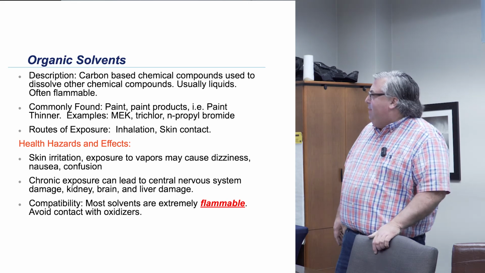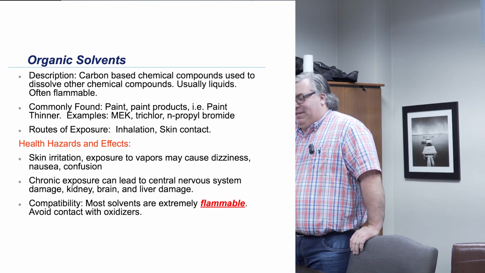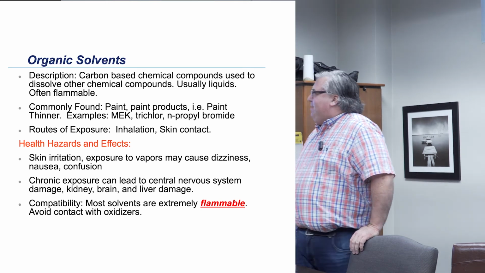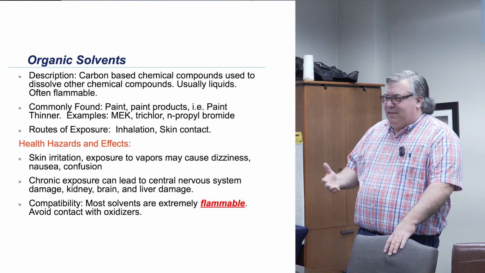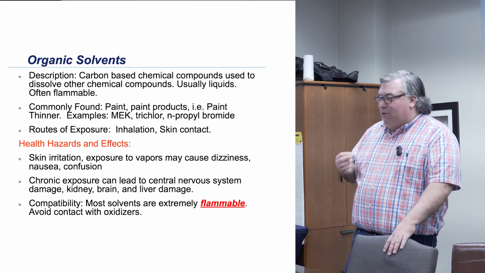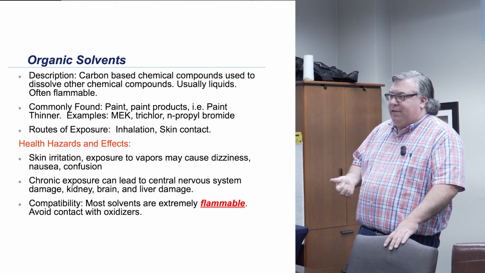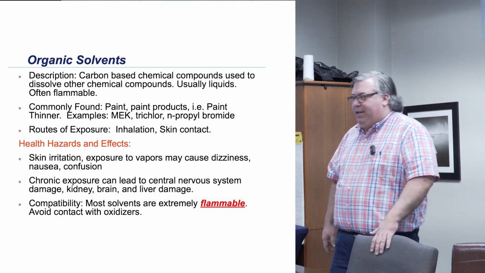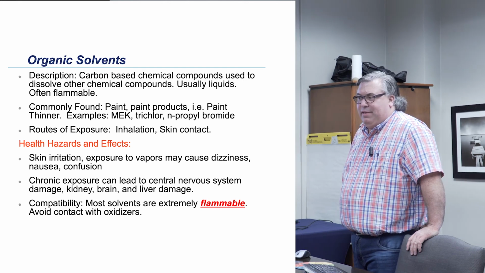So organic solvents. Organic solvents are carbon-based chemical compounds used to dissolve other chemical compounds, usually liquids. And they're often flammable. I know that definition isn't the greatest, but they're usually liquids. They have very distinct odors to them. They're used to dissolve things, oil in particular, and paint. So you'll commonly find them in paint and other paint products like paint thinners.